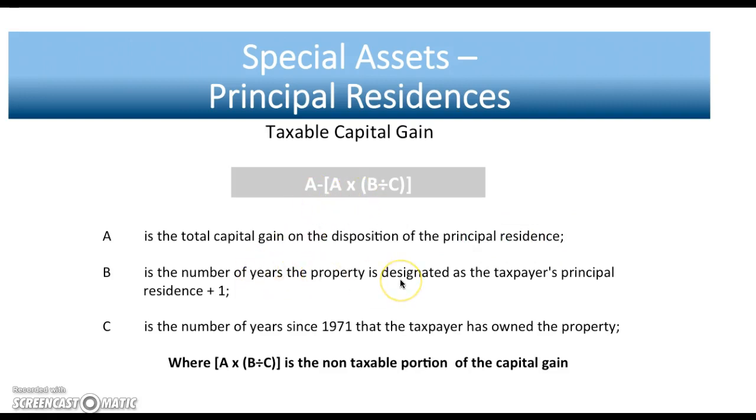B is the number of years the property is designated as the taxpayer's principal residence. And the quirk here is that CRA allows us to add 1 to that number. And C in this formula is the number of years that you occupied the property. So it's a quite easy formula once you get your head around it.